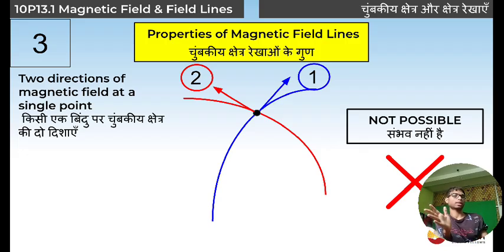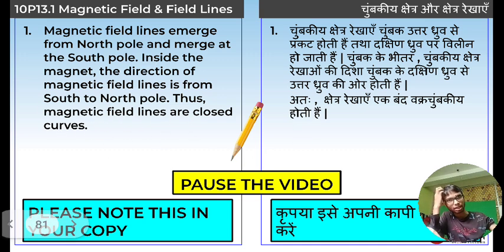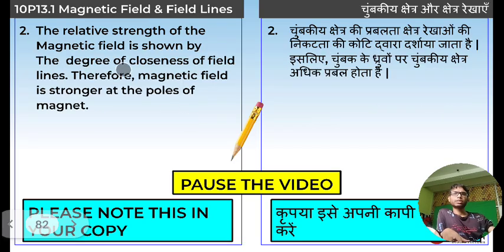Magnetic field lines emerge from the north pole and merge at the south pole. Inside the magnet, the direction of magnetic field lines is from south to north pole. Thus, magnetic field lines are closed curves. The relative strength of the magnetic field is shown by the degree of closeness of the field lines. Therefore, the magnetic field is stronger at the poles of a magnet.